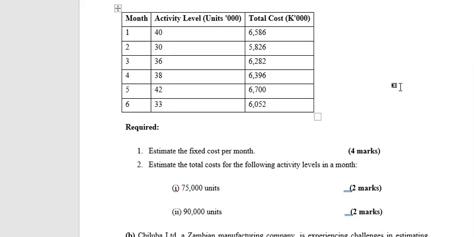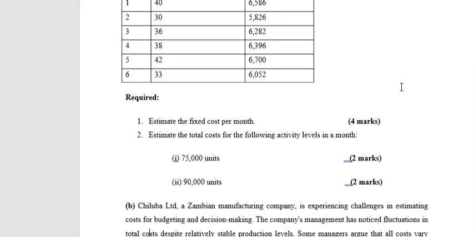Number 2, we are required to estimate the total cost if the activity level in a month is 75,000 units, and B, if it's 90,000 units.